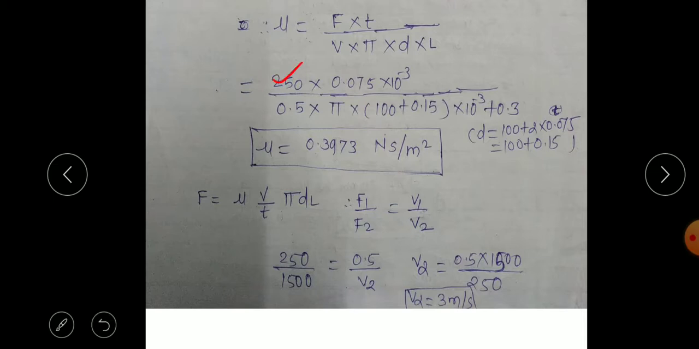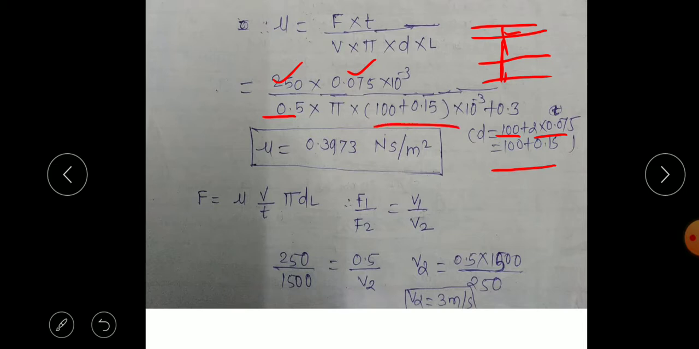So F is 250 Newton, thickness is 0.075, velocity is 0.5, and D will be here. This is the shaft, and this is the sleeve. So the shaft diameter is this, and we have to add the thickness to that. So D, the contact diameter, will be the 100 diameter of the shaft plus 2 times thickness, thickness on the upper side and lower side. The total diameter will be 100 plus 0.15.